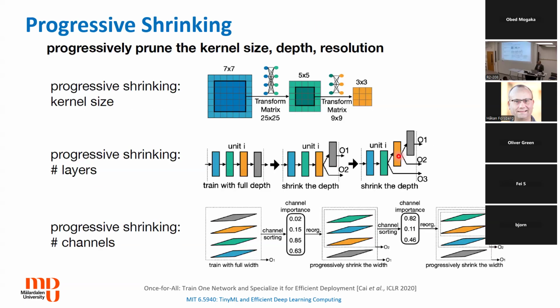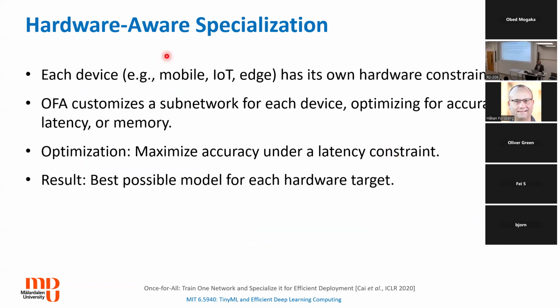So this is basically progressive shrinking, the way they train their supernet, and quite an interesting way to manage this. So we have this hardware-aware specialization. Each device has its own hardware constraints that we discussed. OFA customizes a subnetwork for each device, optimizing for accuracy, latency, or memory.